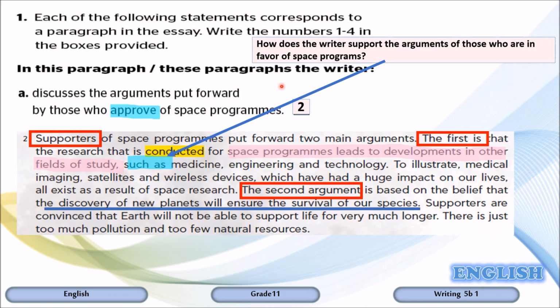How does the writer explain or illustrate this example? Excellent, by giving an illustration. Look here, to illustrate, medical imaging, satellites and wireless devices which have a huge impact on our lives. How does the writer support the second argument? Excellent. Look here, supporters are convinced that the Earth will not be able to support life for very much longer. Thank you very much.